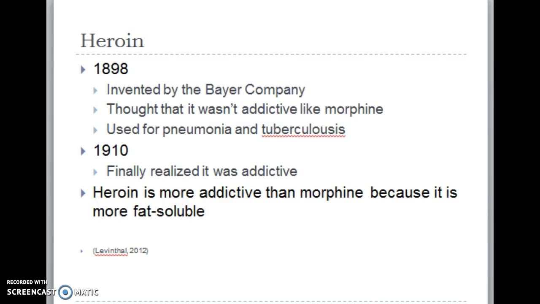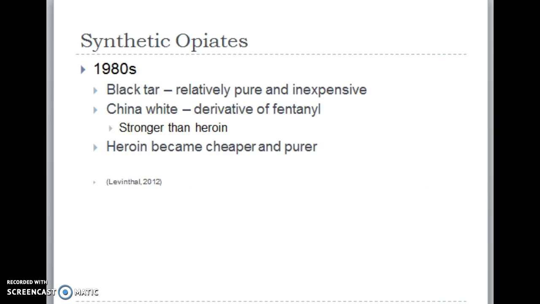Heroin was invented by the Bayer company, the same company that invented aspirin. It was thought to not be as addictive as morphine, and it was used for pneumonia and tuberculosis because opiates are known to calm cough. But then about 12 years later, they figured out it was addictive. Heroin is more addictive than morphine because it's more fat soluble, so it gets into the fat tissues in the body and it stays there.